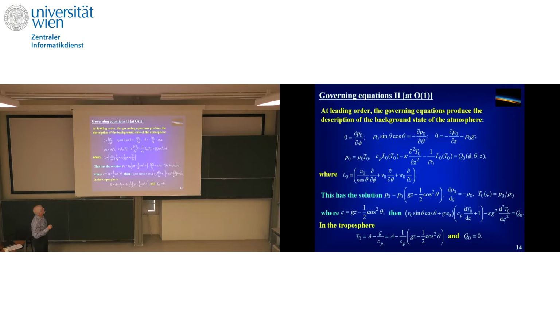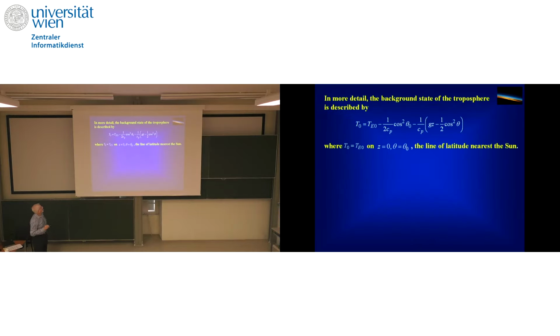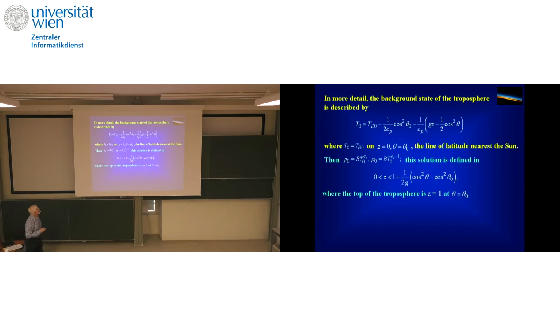The background state for the temperature, I've written it out in a little bit more detail. I've imposed a boundary condition here. I've said, let's suppose that we know what the temperature is at the bottom, z equal to 0, and along theta equal to theta naught, and I can take that to be the line of latitude nearest the sun, accounting for the fact that our Earth is tilted. It needn't be sitting over the equator, for example. That needn't be the hottest point. Of course, we can then work out the pressure and the density.